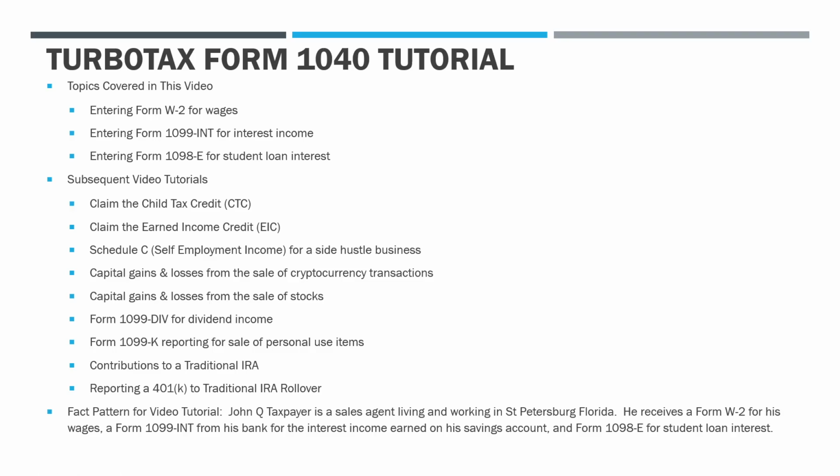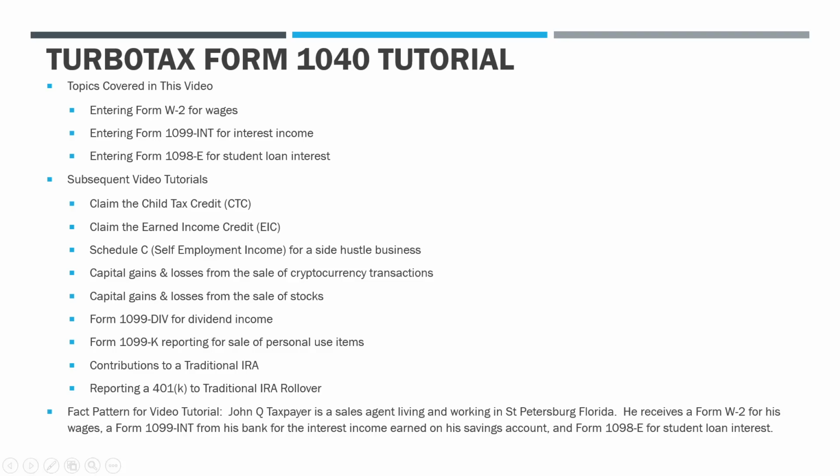So at the very bottom here, the fact pattern that we're going to be working with, quite simply, we've got John Q taxpayer. He's a sales agent. He lives and works in Florida, so he's a Florida resident full-time. And his tax return is going to be pretty straightforward, right? He gets a W-2 from his job. He has a savings account with his bank, so he gets a little bit of interest income, and they reported that on the 1099 INT. And then lastly, he's got the 1098, which reports the amount of student loan interest that he made payments to the student loan bank, right? So whatever bank fronted the money for the loan, okay?